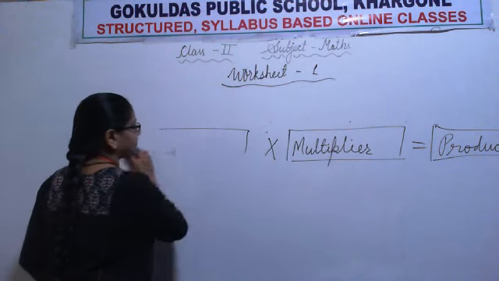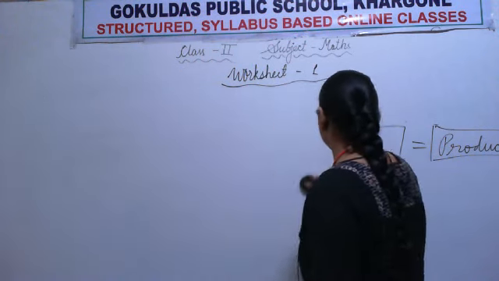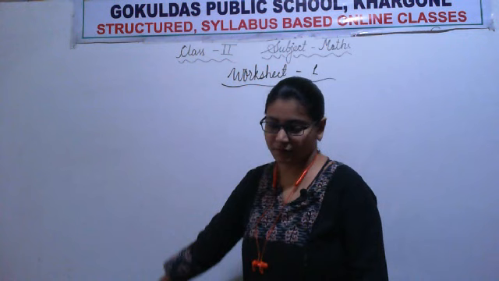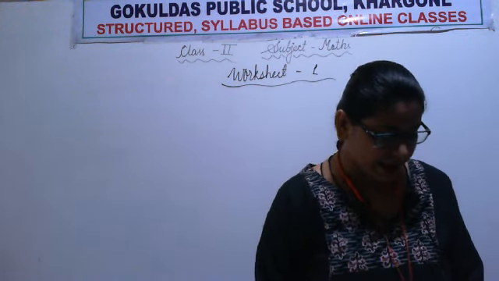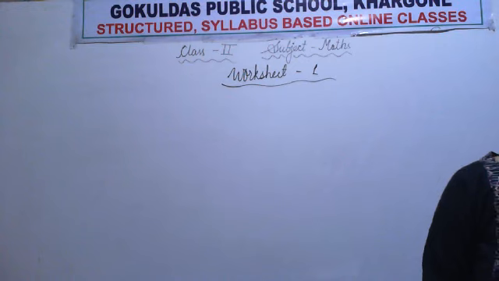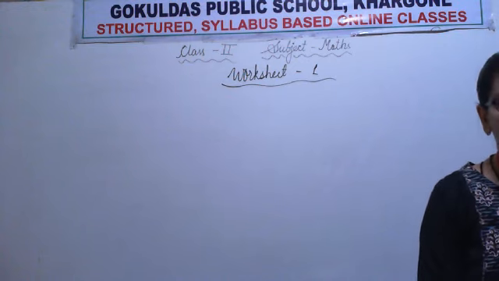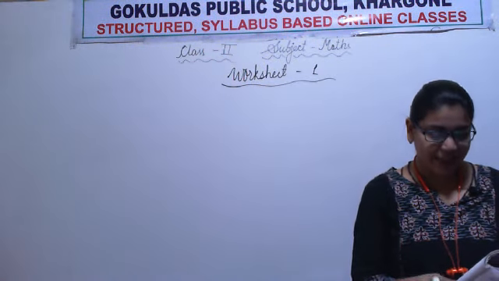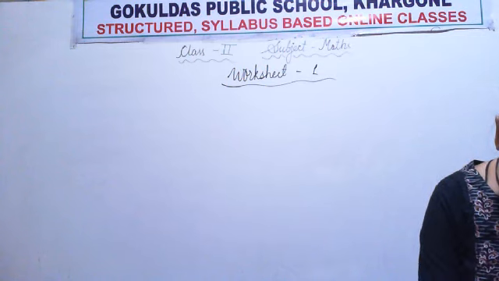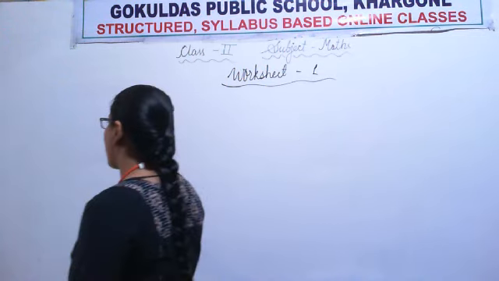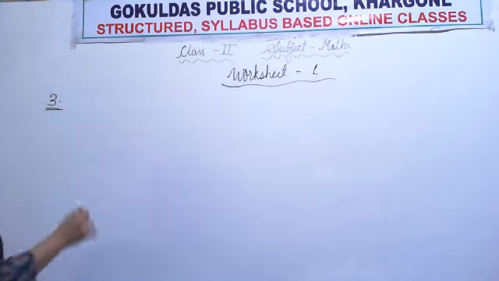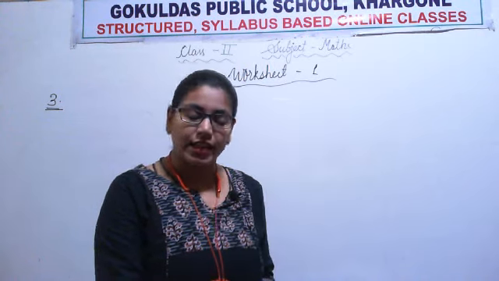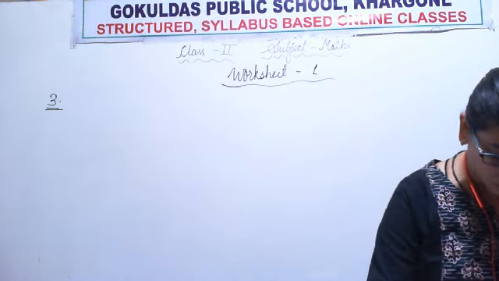Question number 3. Question number 3 is multiply using the Callis multiplication table. So for that you need your book. In the book, page number 56. Page number 56, the Callis multiplication table is given there. So question number 3 is based on the Callis multiplication table. So we will need the Callis multiplication table that is given on page number 56 in your book. So let's see how to do it.